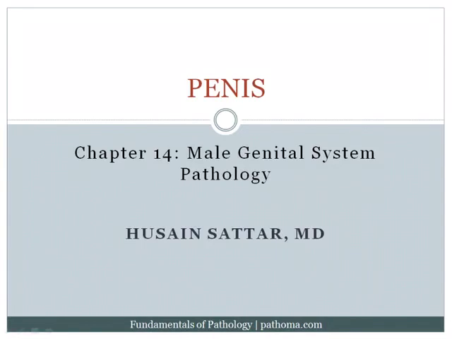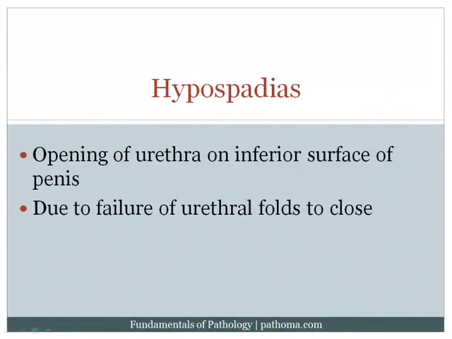Okay, male genital system pathology. So we're going to start with the penis. The very first disorder is called hypospadias, and this is when the urethra opens on the inferior surface of the penis. The name tells you a lot about this disorder. Hypo means low, so it's on the lower surface of the penis, and it's due to failure of the urethral folds to close. That's particularly high yield for examination purposes.